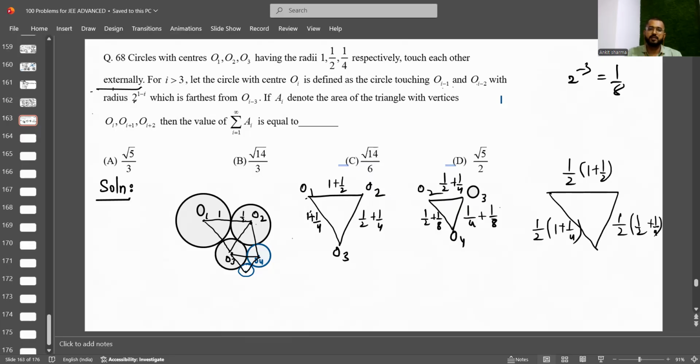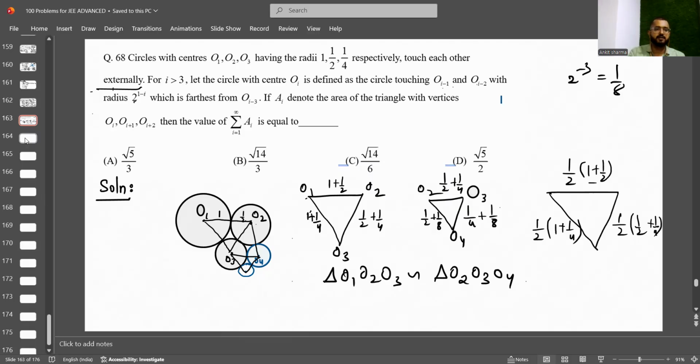Now if you notice, 1 plus 1 by 2 is here also, 1 plus 1 by 4 is here also, and 1 by 2 plus 1 by 4 is here also. That means for this triangle, all the sides have just been reduced by half. So these two triangles must be similar. So triangle O1O2O3 is going to be similar to triangle O2O3O4. And then this story would continue again because all the sides are getting reduced. So now I want to find out the areas, which is what we are interested in. So let's go for the areas.